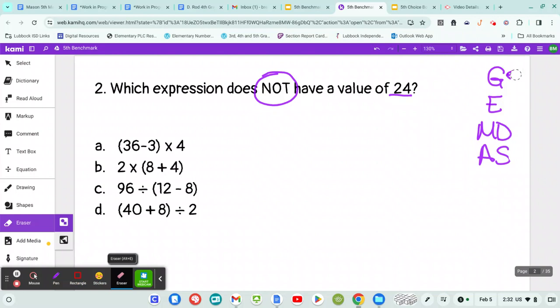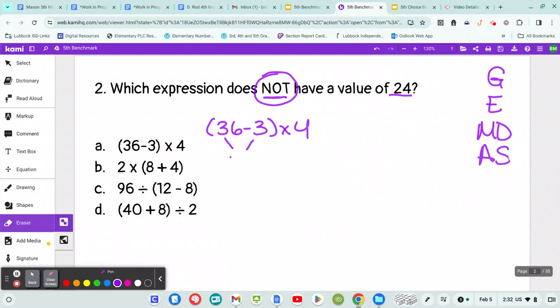So what we need to do to solve this is we need to solve every answer choice, okay? So we're going to start with A. We're looking for the one that does not equal 24, does not give us a value of 24. In this problem, I do have grouping symbols, so that tells me that the subtraction gets to go first. 36 minus 3 is 33.